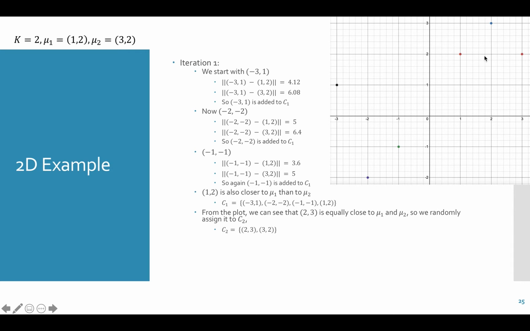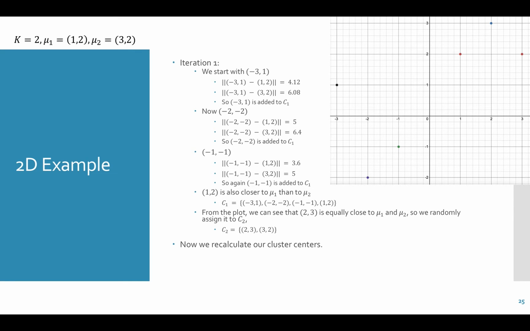From the plot, we can see that 2, 3, this blue point right here, is equally close to mu1 and to mu2. So we randomly assign it to C2, right? So C2 has both mu2, right? We don't even need to check this one because it's the exact same as the cluster center, and this point here. All right, so now we have our clusters.